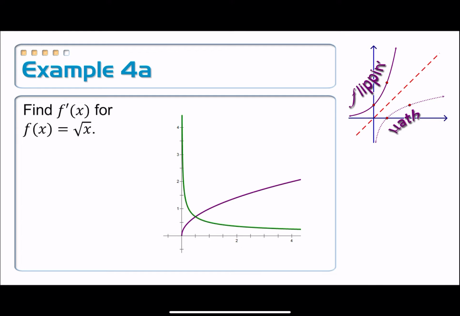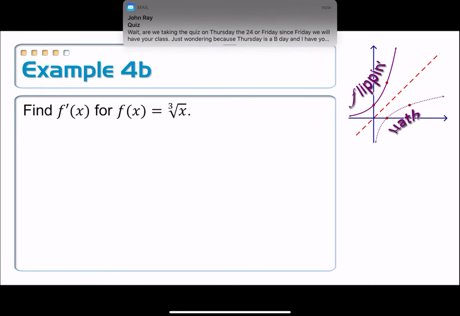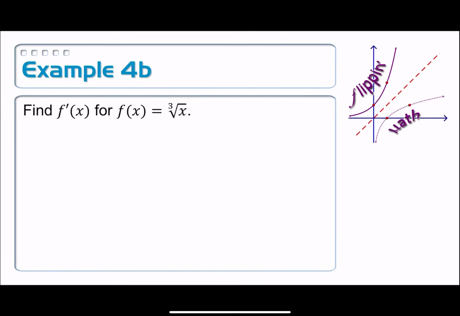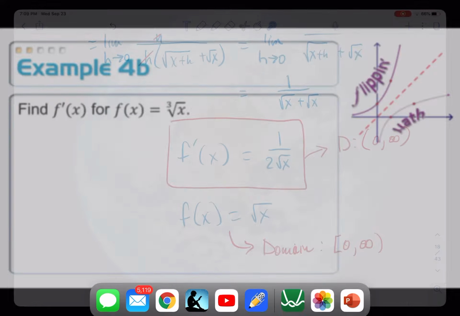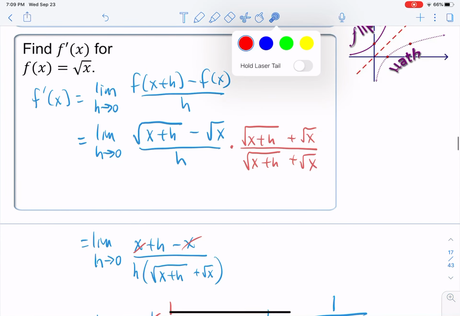All right. So there is a part B to this, and it is for BC only kids. It is this. Find f prime of x for f of x being equal to the cube root of x. So basically you're finding the derivative of the cube root function, trying to figure out what that is. The process should be sort of similar to what we just did here, but there's going to be an added complication. And that added complication is something to do with this right here.